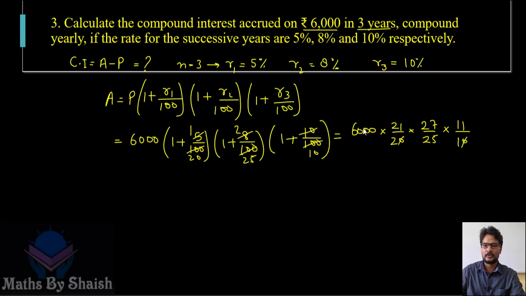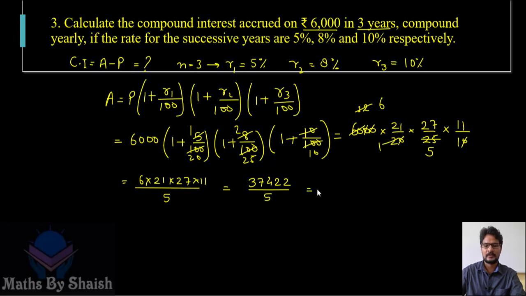Then we can cancel the zeros from here, and 5 by 5, 5 5s are 25, and then 5 1s are 5, and then 5 2s are 10, and then we can see it is 6 into 21 into 27 into 11 upon 5. So now we can calculate this by simple calculation. It is coming 37,422 divided by 5. The final answer is 7,484.40. That's the amount after 3 years with these rates of interest.